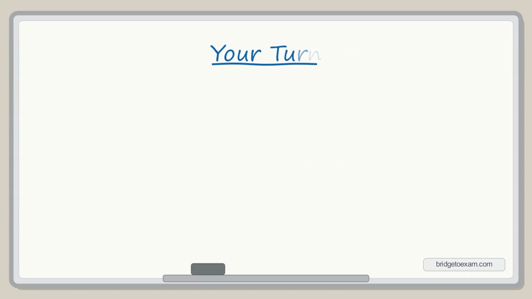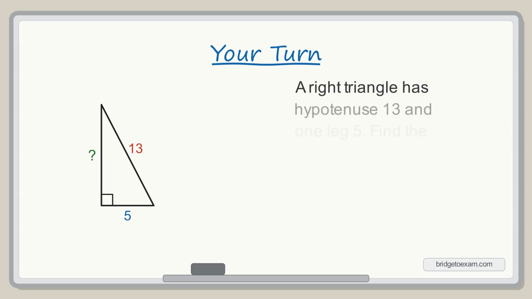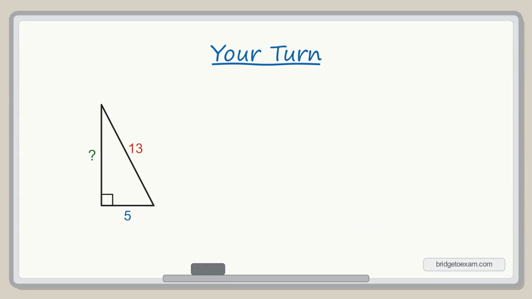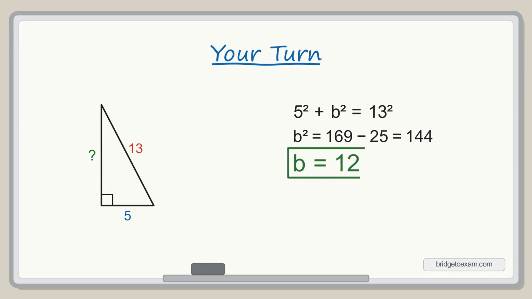Your turn. A right triangle has a hypotenuse of 13 and one leg of 5. Find the other leg. Pause and see if you spot the triple. 5² + b² = 13². So b² is 169 - 25, which is 144. So b is 12. It's the 5, 12, 13 triple, which you should now recognize on sight.